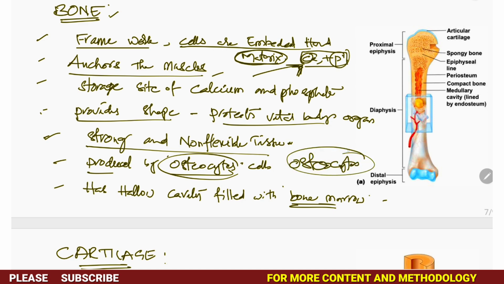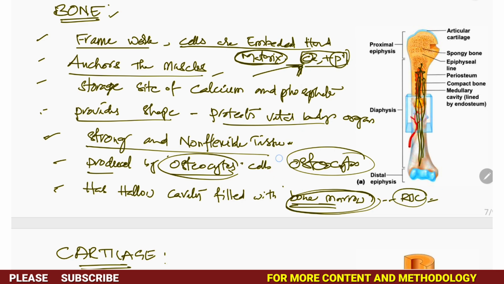Very, very important. Okay, and also it has a hollow cavity. As you can see here, between the bone, there is a hollow cavity which is filled with the bone marrow. In this bone marrow, RBC are regenerated. Okay, this is all about bone.